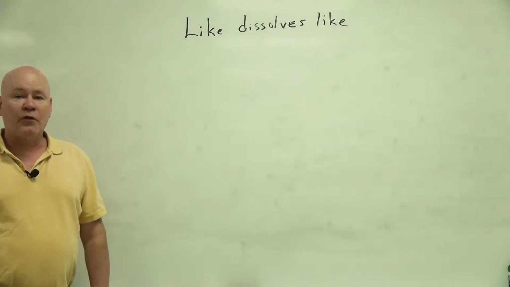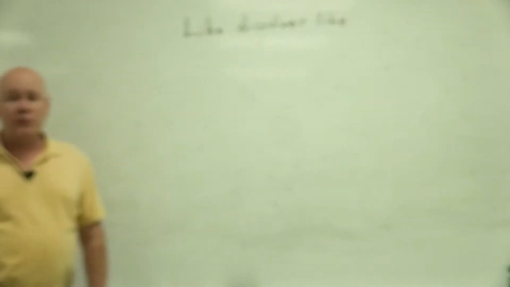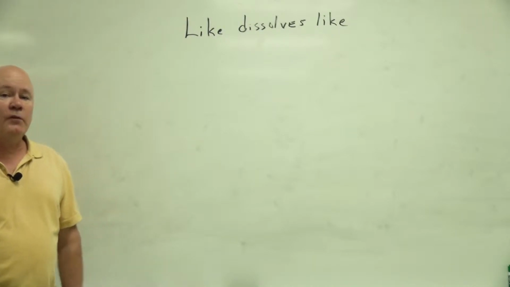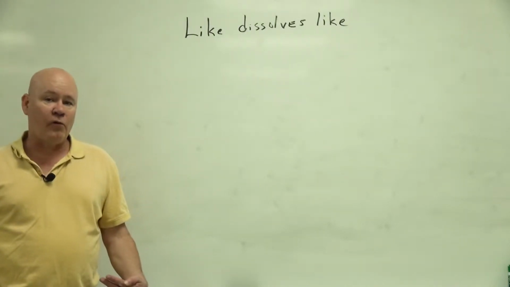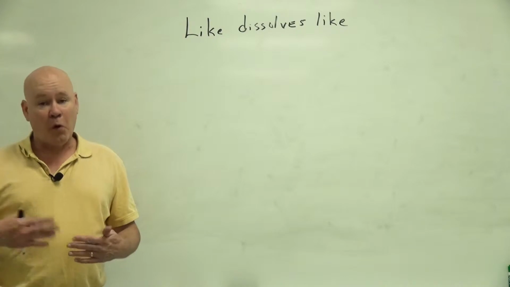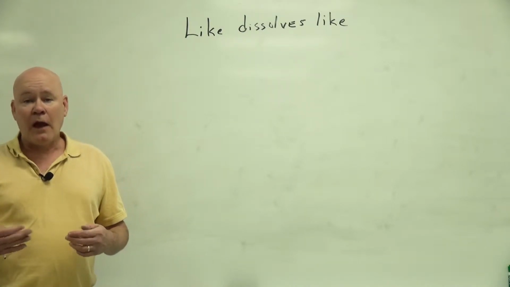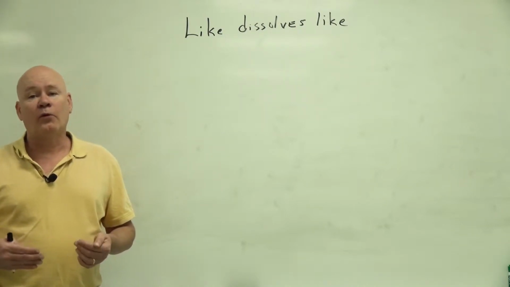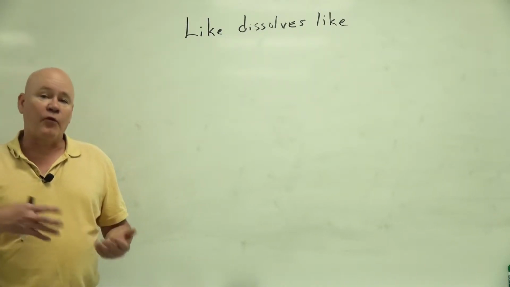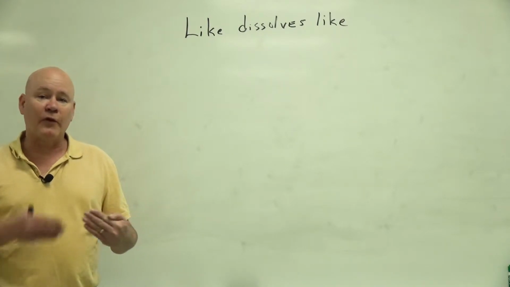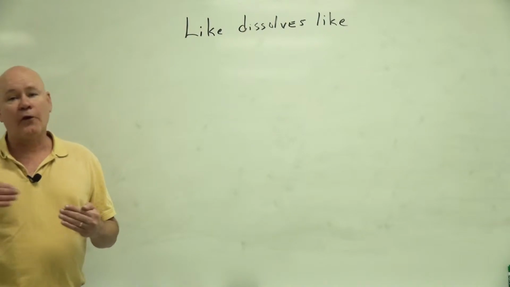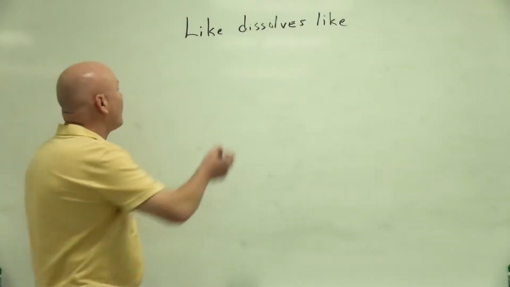Now, one rule with making solutions, particularly aqueous solutions or non-aqueous solutions, is that like dissolves like. What does that mean? Well, it means that if you have a polar solvent, it will dissolve polar solutes. And if you have a nonpolar solvent, it will dissolve nonpolar solutes. And the opposite is true as well. If you have a polar with a nonpolar, they won't form a solution, and a nonpolar with a polar will also not form a solution.